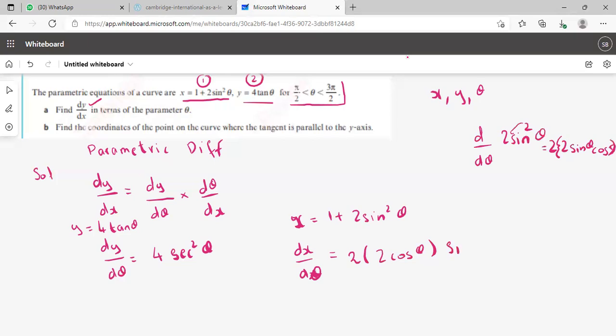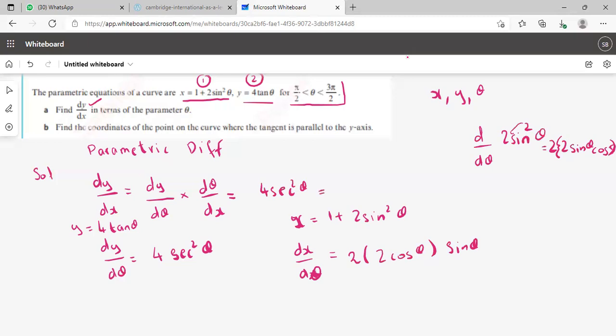So you need to write down sine theta here. Okay, so this is dx by d theta. So what if I substitute values now? dy by d theta is 4 secant square theta. d theta by dx is the reciprocal of this function.